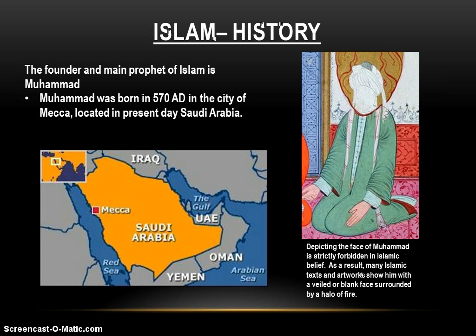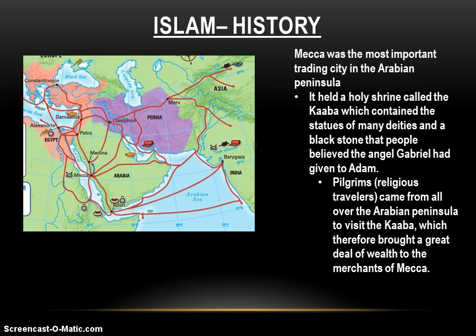Now, the founder and main prophet of Islam is a man by the name of Muhammad. Muhammad was born in the year 570 AD, according to Islamic tradition, in the city of Mecca. And Mecca is located in the present-day country of Saudi Arabia. And it would be in the early 600s AD that Muhammad would found the religion that would become Islam.